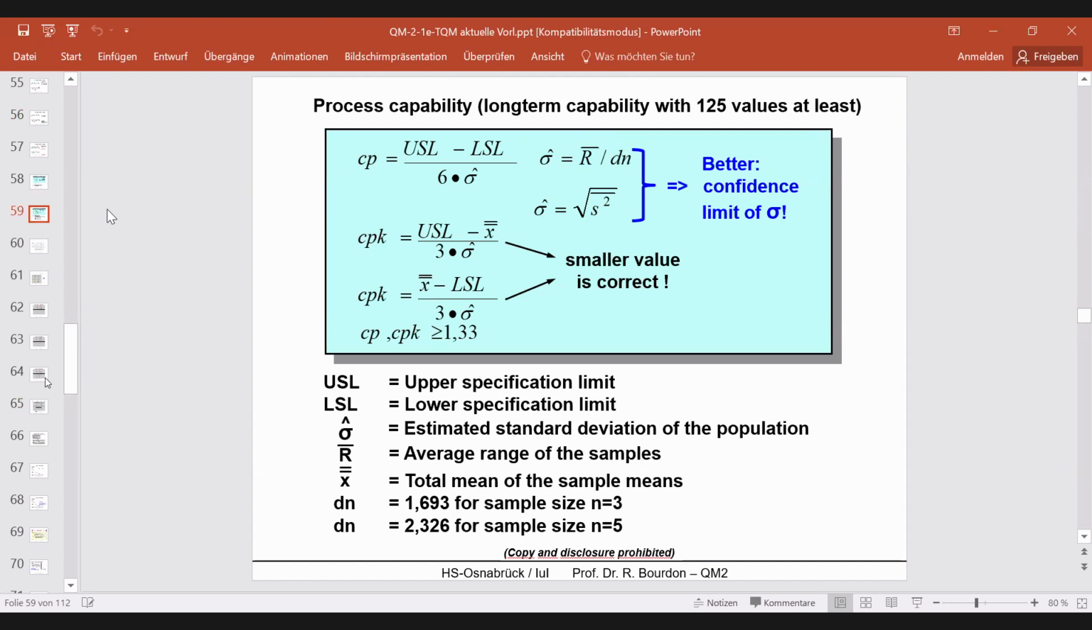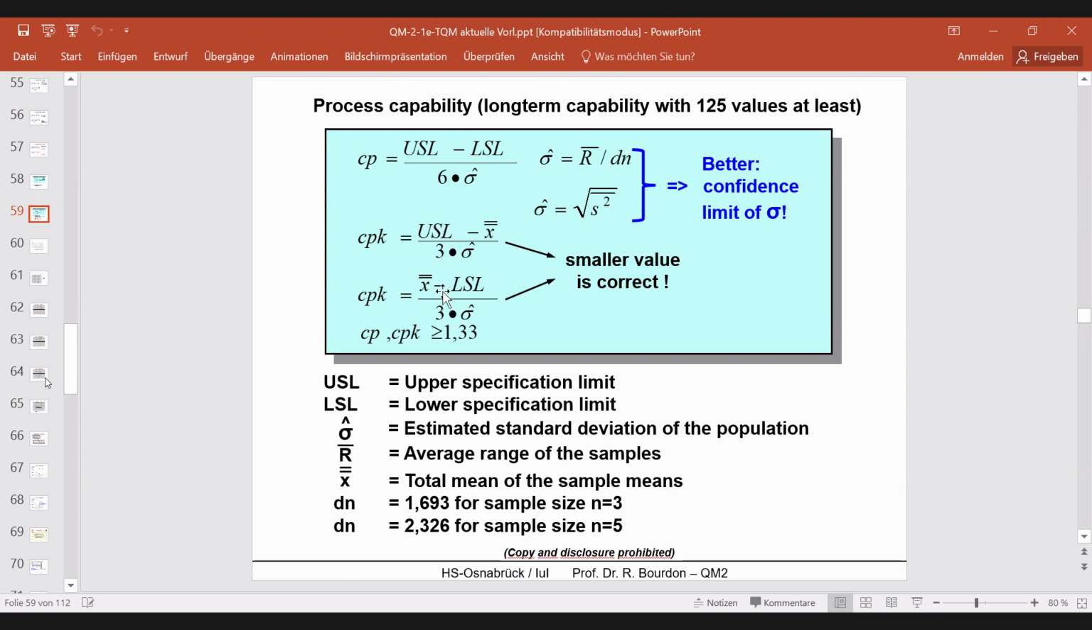If you are in a series production, you calculate CP and CPK values. CP is process capability. This means here again the tolerance area, and here 6 times the estimated standard deviation of the whole production. It can be estimated with this equation here, or it can be estimated with this equation here. You can also calculate the confidence limits for sigma. I show you later on in QM1 how to do this.